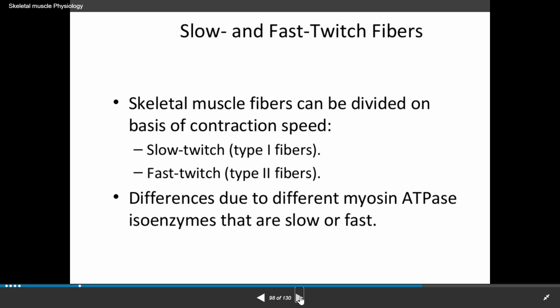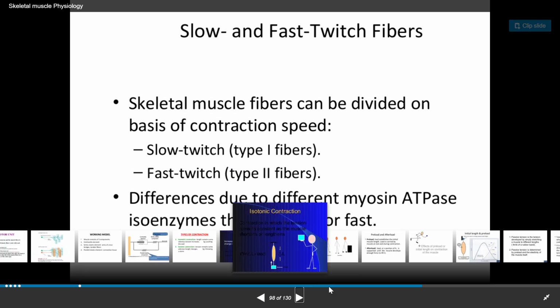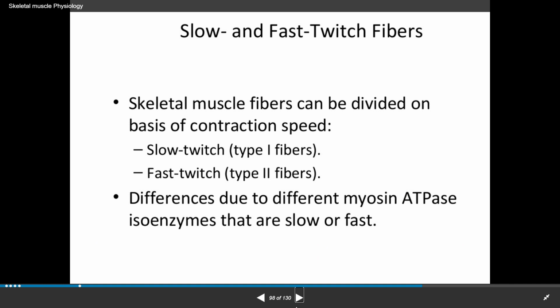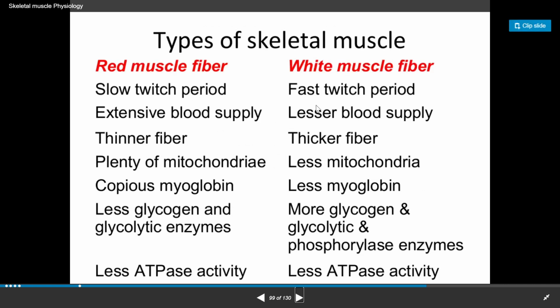So you can see those two fibers. Slow twitch are the type 1 fibers. Fast twitch are type 2. Slow twitch is nothing but the red. Fast twitch is the white. The difference is due to the different myosin ATPase isoenzymes that are slow or fast. So slow twitch, fast twitch.